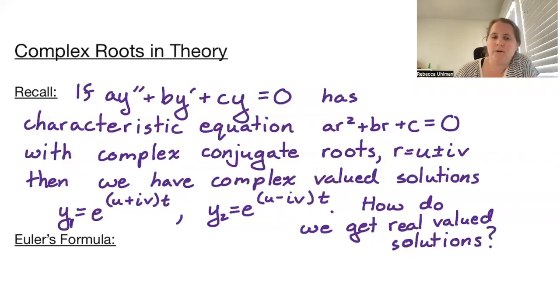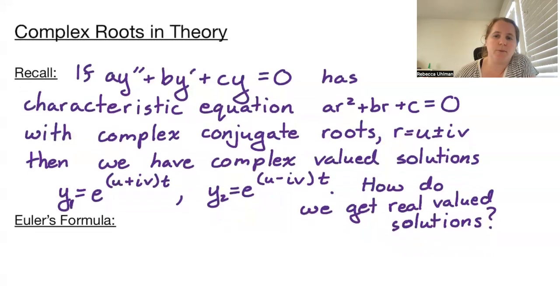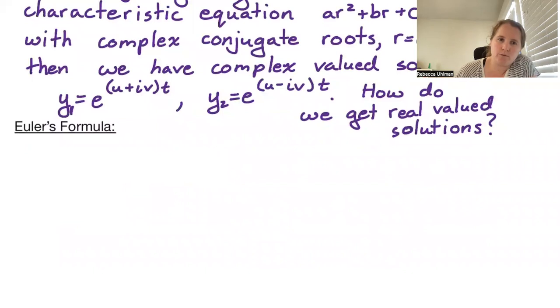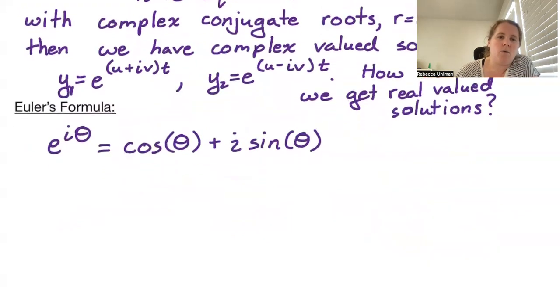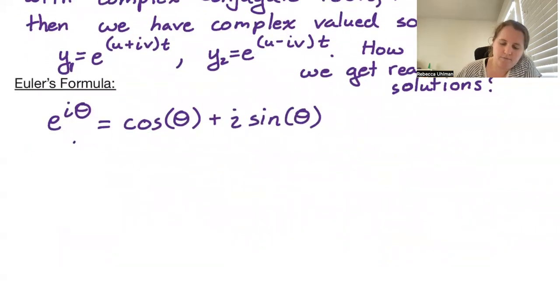To do this, we are going to use a formula called Euler's formula. Euler's formula states that e to the i times theta is equivalent to cosine of theta plus i sine of theta. So this is Euler's formula. Why is this true?